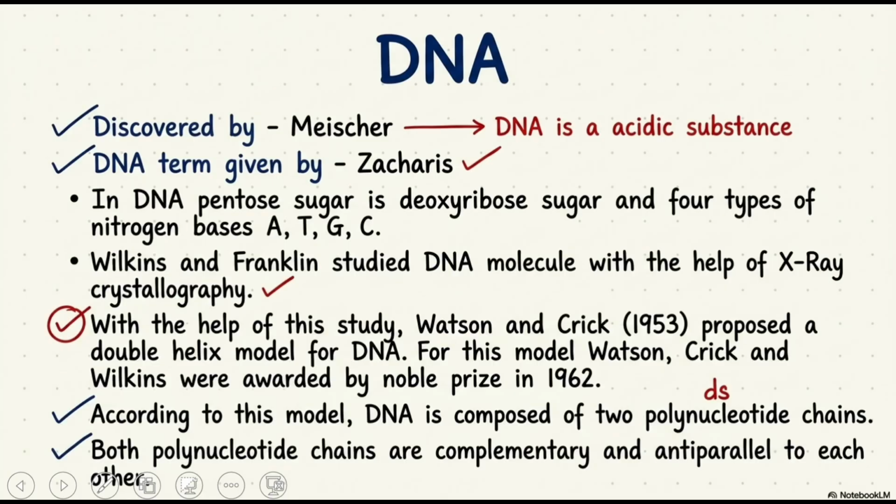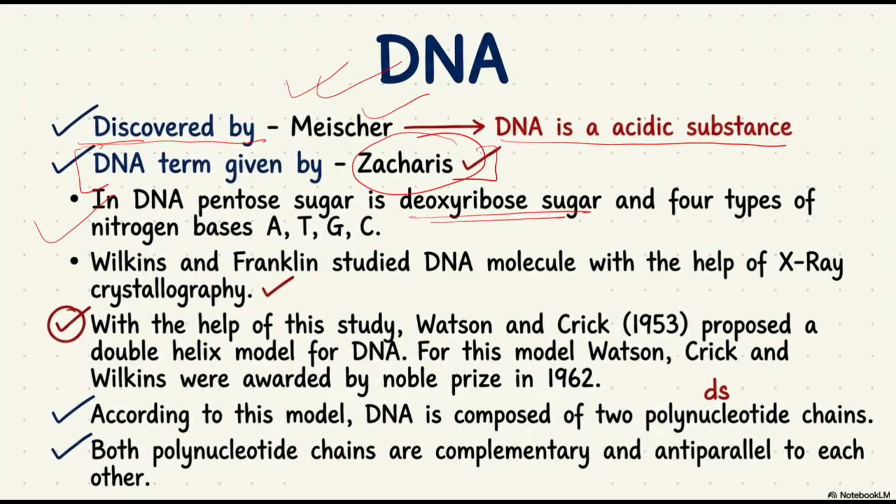So if I summarize what we have learned from this video, the DNA was discovered by Friedrich Miescher, a Swiss scientist, and he also told that DNA is an acidic substance. The term DNA, this is extra, is given by whom? Zacharias. In DNA, the pentose sugar is deoxyribose. In case of RNA, it is ribose sugar. 4 types of nitrogen bases are there: adenine, guanine, thymine, cytosine. Among them, adenine, guanine are purines, whereas cytosine, thymine are pyrimidines. And also, we will know about the base pairing rule in our next video.